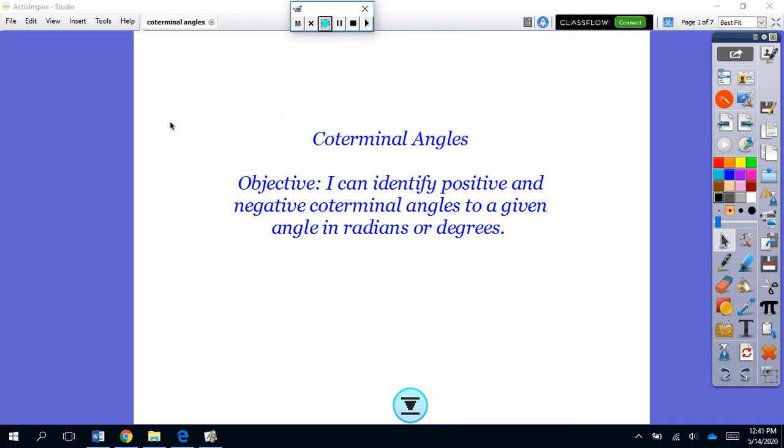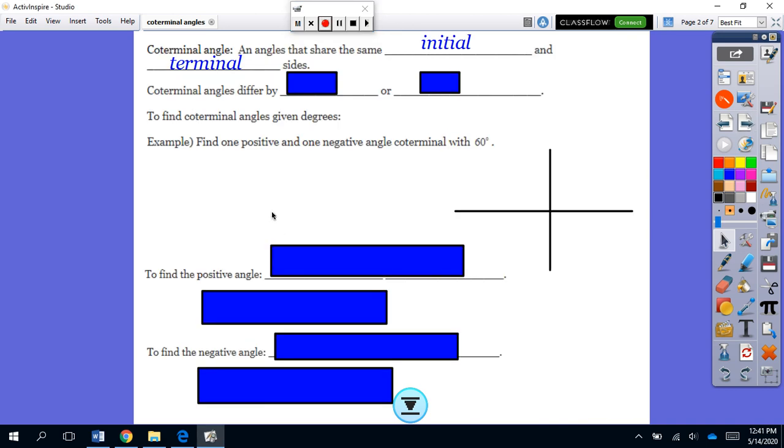All right, in this lesson, we're going to talk about coterminal angles on the unit circle. The objective is to be able to identify positive and negative coterminal angles that are coterminal to a given angle, both in radians and degrees. So we're going to start with what is coterminal. A coterminal angle just means the terminal side is the same. The initial side, remember, which is always on the positive x-axis, and the terminal side are the same.